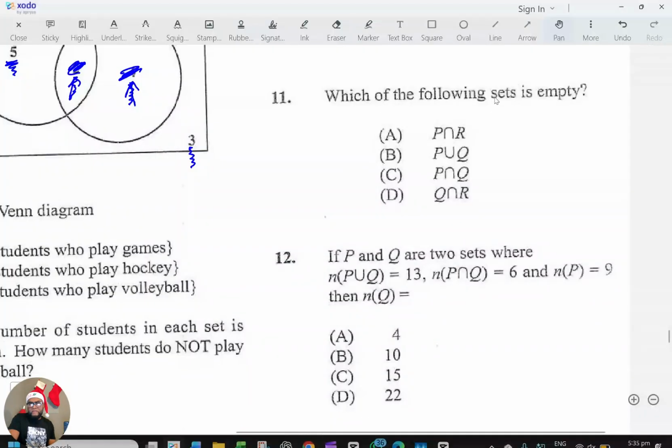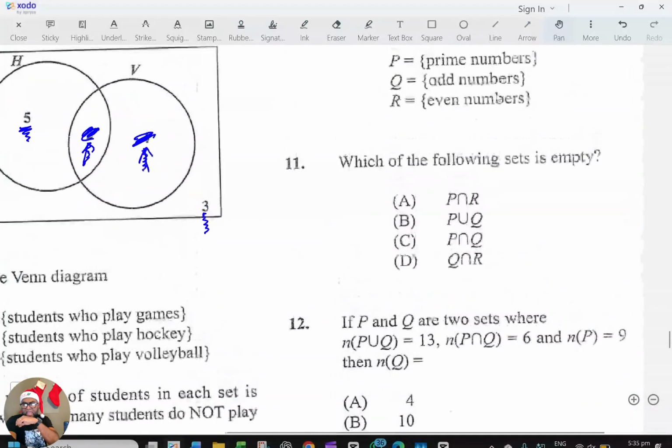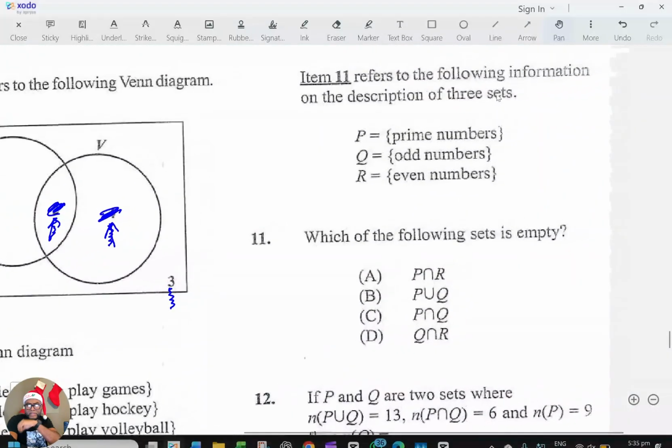Which of the following is empty? So we're looking at these things up here. P will be prime numbers. Do we have prime numbers that are odd numbers and vice versa? Yeah, plenty of prime numbers that are odd numbers. Do we have prime numbers that are even numbers? There's only one number that is prime and even. Who can tell me what that number is?